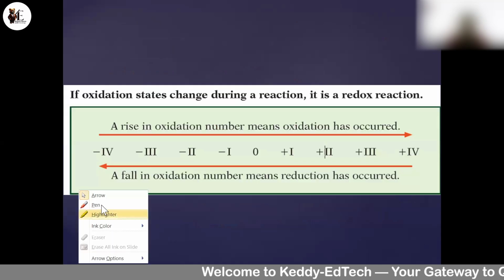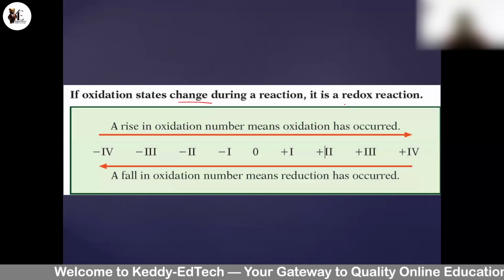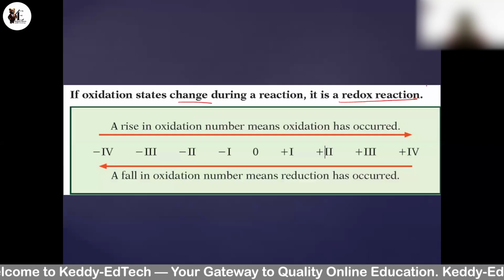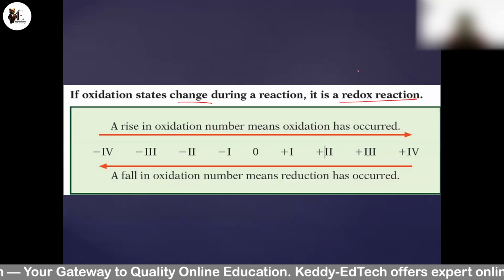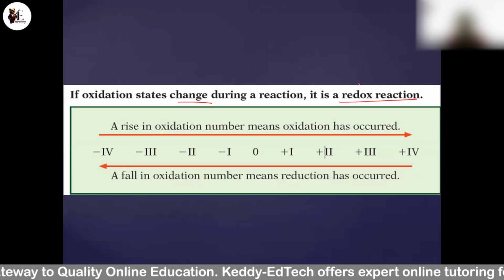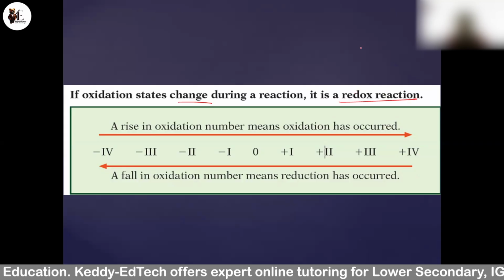So if oxidation states change during a reaction, it is a redox reaction. This is also a definition of a redox reaction: if in any reaction the oxidation state is changing, then it is a redox reaction. Changing means it should increase and it should decrease.